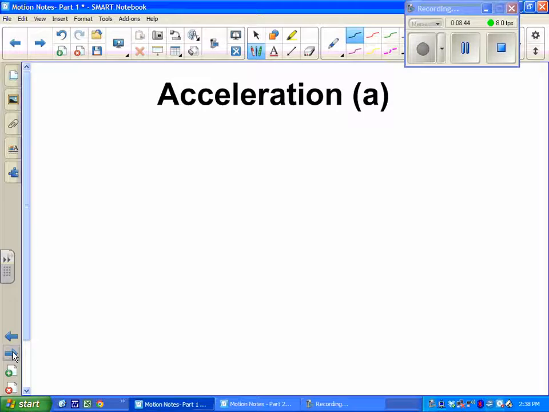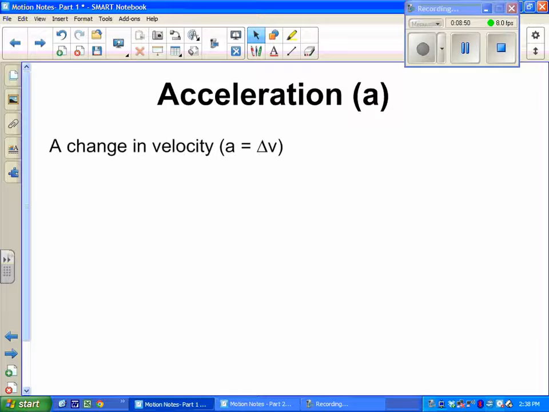All right, the next concept is acceleration. Acceleration, the symbol is A, and acceleration is a change in velocity. So I wrote this 2 ways. I wrote this using English here, and I also wrote it in math right here. So acceleration is a change in velocity. So let's assume I am sitting in my Ferrari at a red light. The light turns green. I floor it. Am I accelerating? Yes, I am accelerating because I am changing speed. I'm going faster.